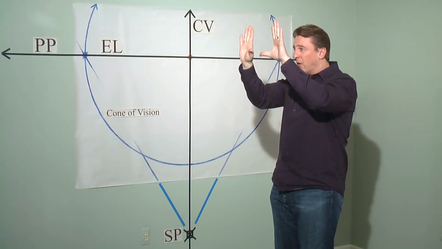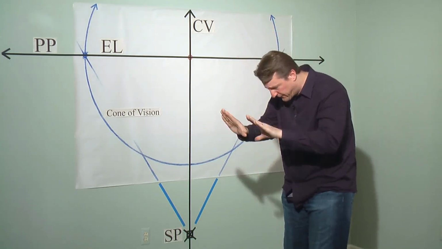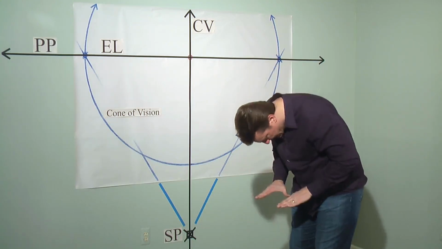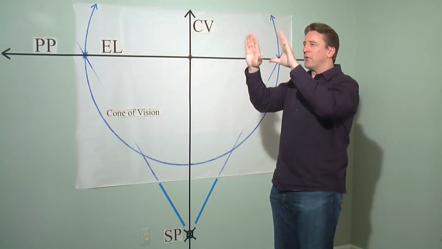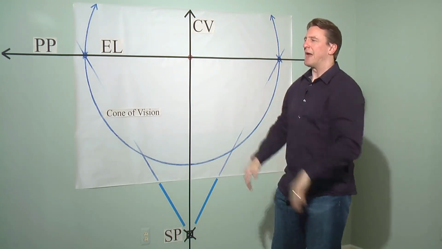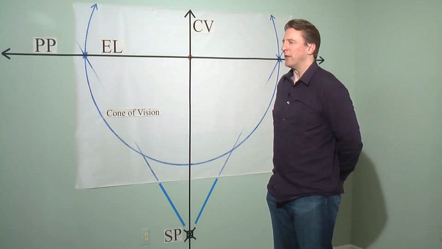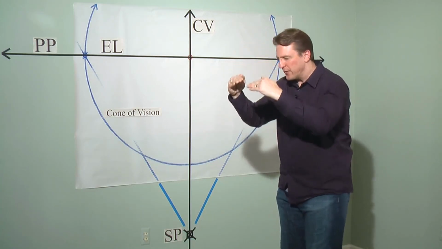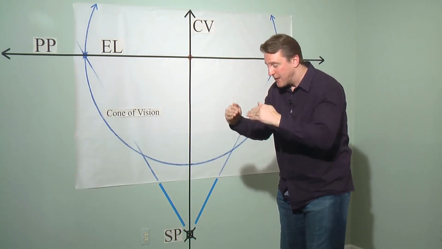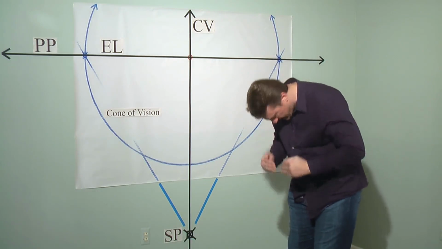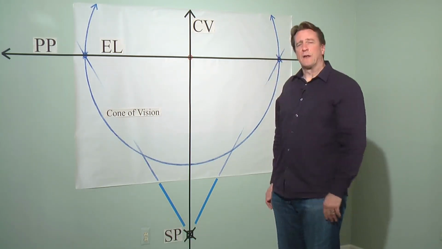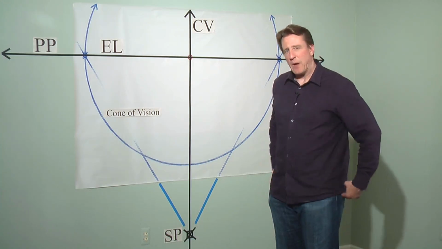So 0, 10, 20, 30, 40, 50, 60, 70, 80, 90. 90 is straight down. 0 degrees would be us not at a down angle, looking straight at the horizon. 10, 20, 30, 40, 45 halfway, 50, 60, 70, 80, 90, straight down. And that explains a down angle, basically, if we're talking about degrees, okay?